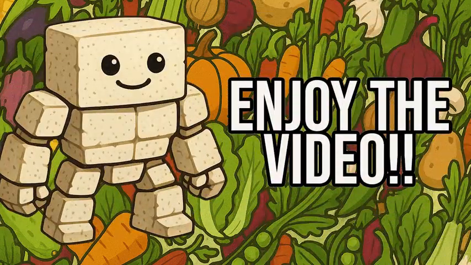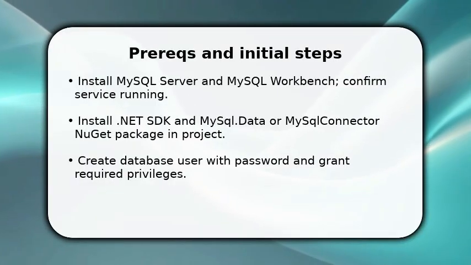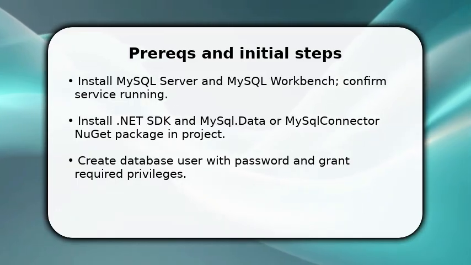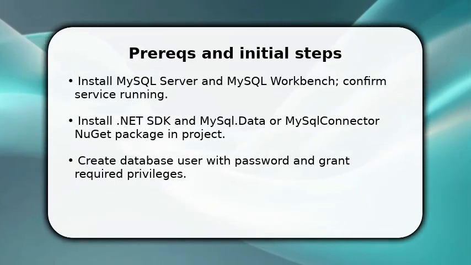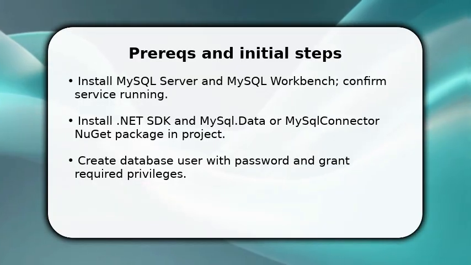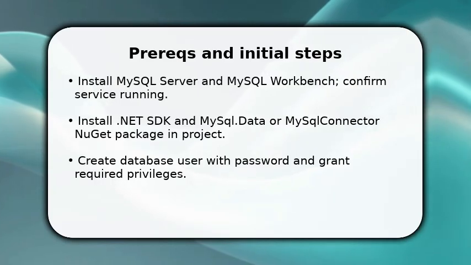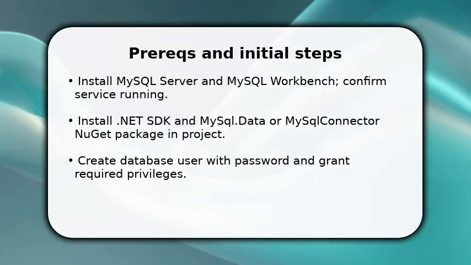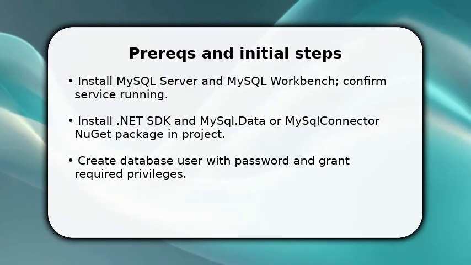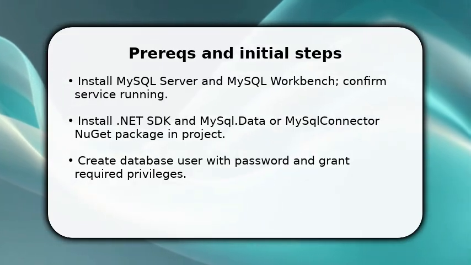Please enjoy the video. You start by confirming prerequisites: MySQL Server, Workbench, and a .NET project with a MySQL connector. Open Workbench and verify the DB user exists and can connect locally. Once done, copy host, port, database name, username, and password. You will need these values in your C# connection string.